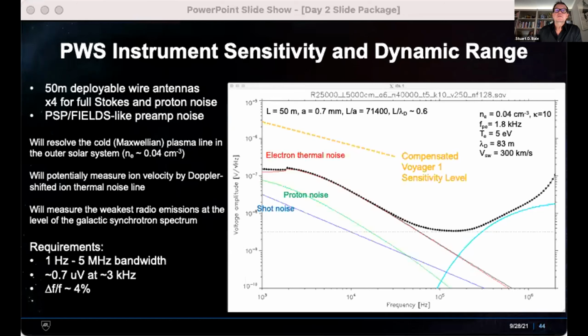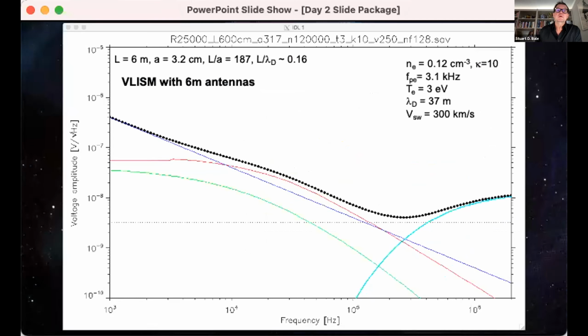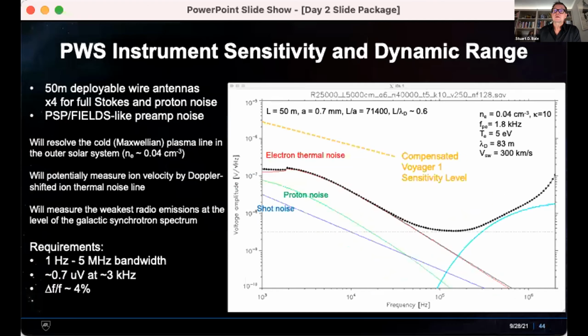The next slide shows you a comparison between a shorter boom. Now this is in a more... I'm sorry, that previous slide was an outer heliosphere kind of plasma. If you go back to the previous one, this was a 0.04 per cc, 5 eV plasma. So this is showing that even in the less dense outer heliosphere, this kind of measurement could be achieved with modern instrumentation and let's say a 50-meter wire boom.